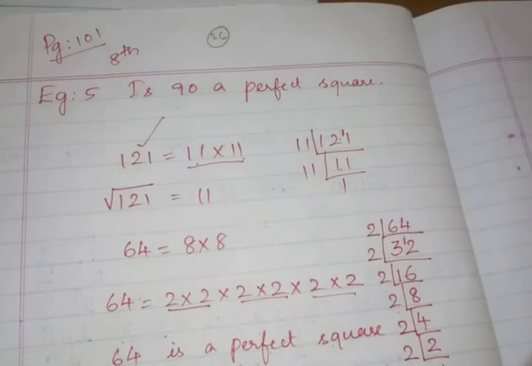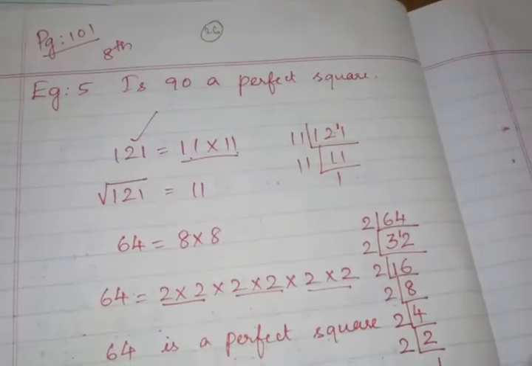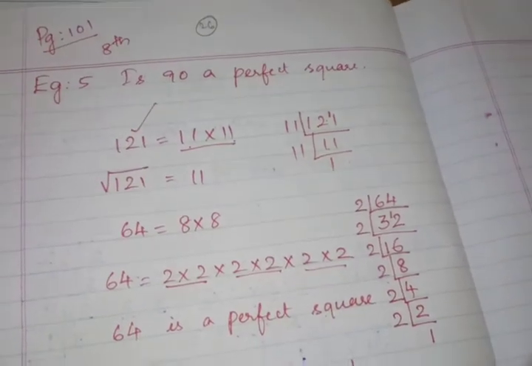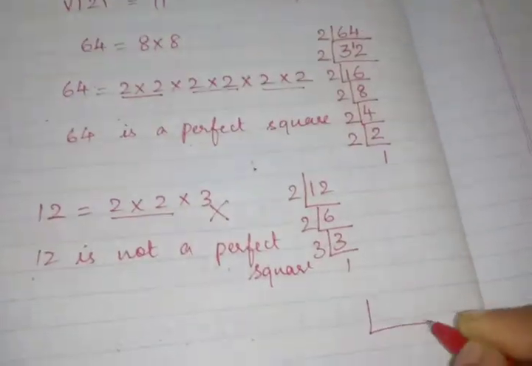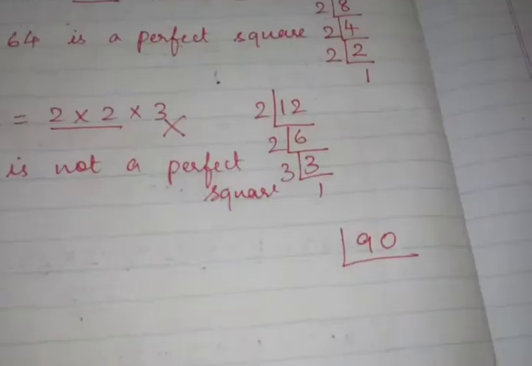So first, what you should do is find the prime factorization. Then you check whether the pairing takes place. Okay, I am going to take the prime factorization of 90, children.